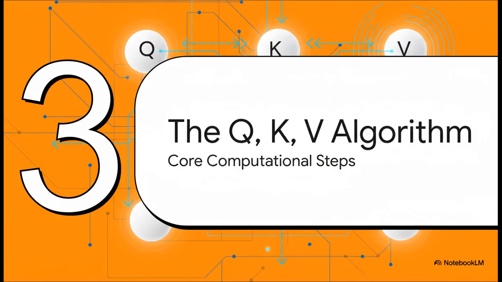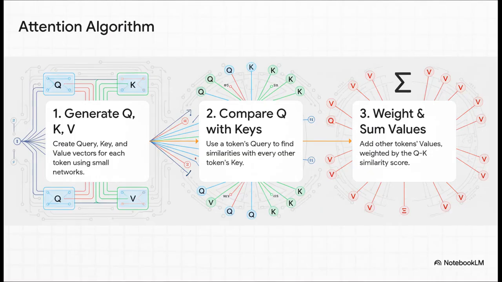So the big question is, how does the model actually use these vectors to figure out which words are related? The answer is a really elegant little algorithm that revolves around three special new vectors: the query, the key, and the value. Let's walk through this, because this is the core of it all. For every single token, every word, we create these three new vectors: Q, K, and V.